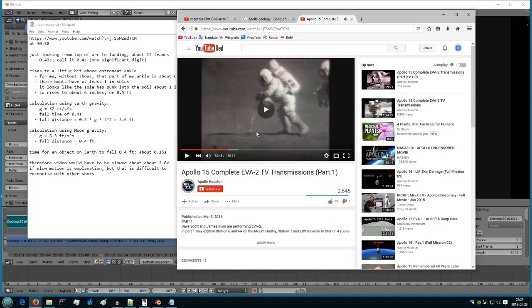And I found one case where there's a scoop of dirt here that's distinct enough that I could measure how high it goes and how long it takes to land.